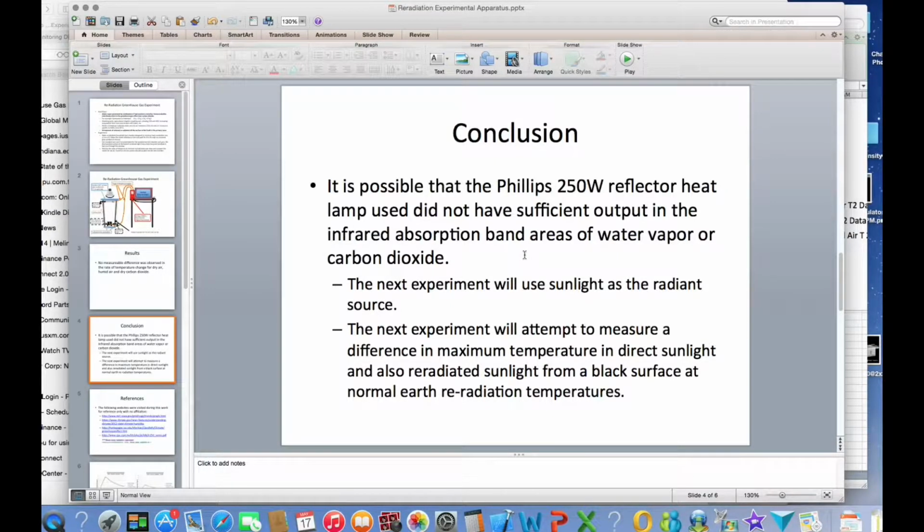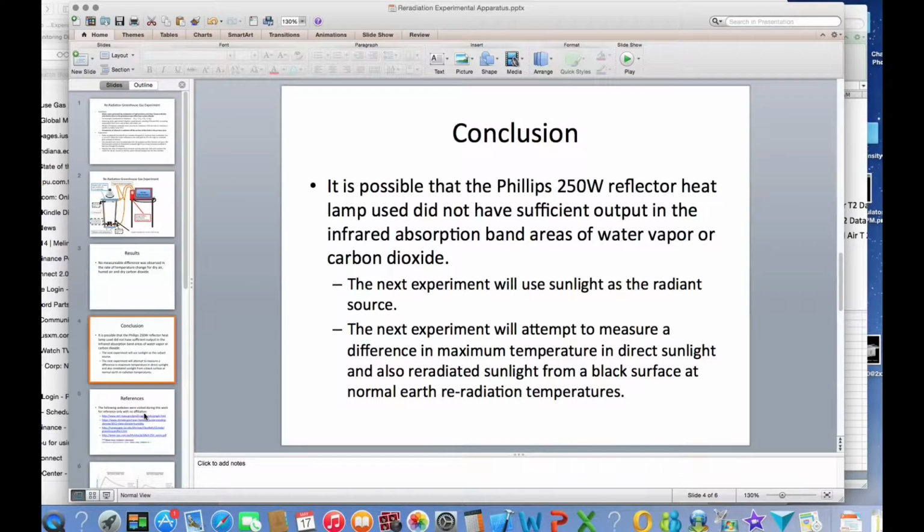So my thinking is I just simply missed the ability for carbon dioxide to absorb the infrared that I was subjecting it to. So my next experiment will be to use sunlight as a radiant source, and then to measure a difference in maximum temperature in direct sunlight, and also the re-radiated sunlight from a black surface at normal Earth re-radiation temperatures. 150 F is a little hot. So that's my next experiment.